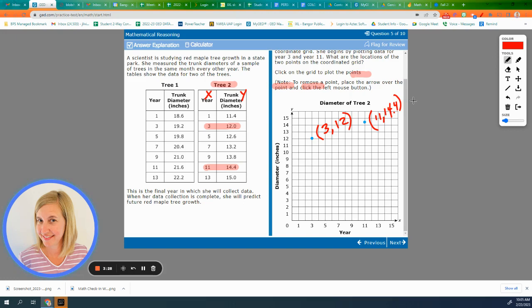The next question, question 6, is going to use the same data and ask us to determine the equation of the line that that data represents. So please check out our next video for question 6 where we talk about how to do that.